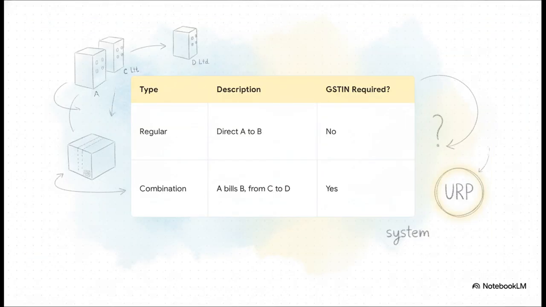And if we scale this up to even wilder, more complex supply chain movements, say A bills B, but the goods are actually dispatched from C and delivered all the way to D, you've got to capture D's registered GSTIN. No exceptions. And what if that final recipient isn't registered? The guidelines are clear. You just plug in the designation URP into the system for an unregistered person.